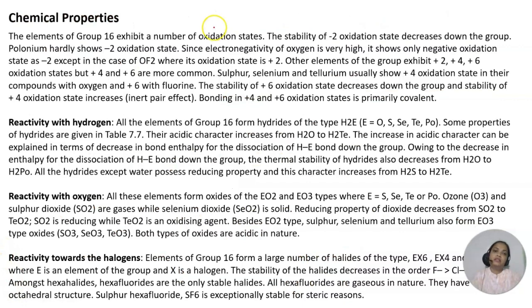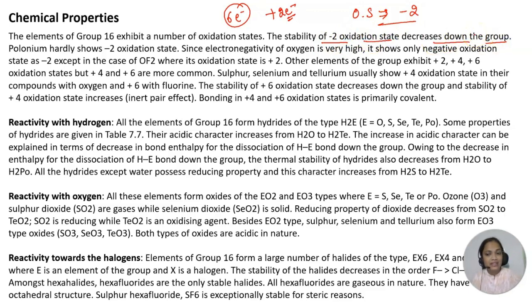Since there are 6 electrons in the outermost shell, they will gain 2 electrons to achieve the nearest noble gas configuration. So the general oxidation state shown by them should be -2. But the stability of the -2 oxidation state decreases down the group. Why? Because the metallic character is increasing. That is why polonium hardly shows the -2 oxidation state. And oxygen is highly electronegative, so it will only show a negative oxidation state.